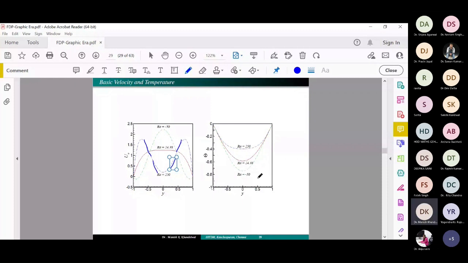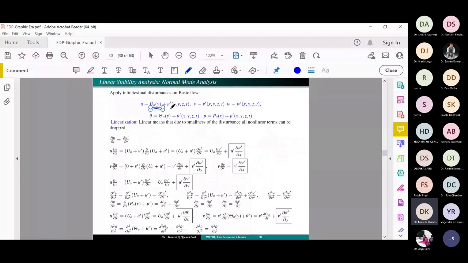In linear stability we consider the basic flow plus disturbance. The disturbance is given in all directions and with respect to time also. The basic flow is in one direction, that is, unidirectional. In the other directions there is no basic flow, so we have taken this type of structure.